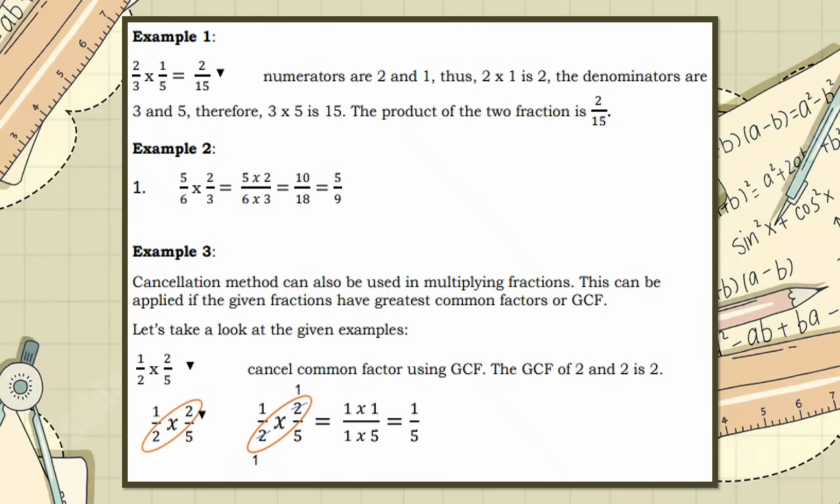So 1/2 times 2/5. So we cancel 2, okay, and then cancel the common factor using GCF. The GCF of 2 and 2 is 2, and then proceed to multiplication. So cancel na, that would be 1. Magiging 1 na yung 2, change na natin sa 1. So 1 times 1 is 1, 1 times 5 is 5. So the final answer is 1/5.